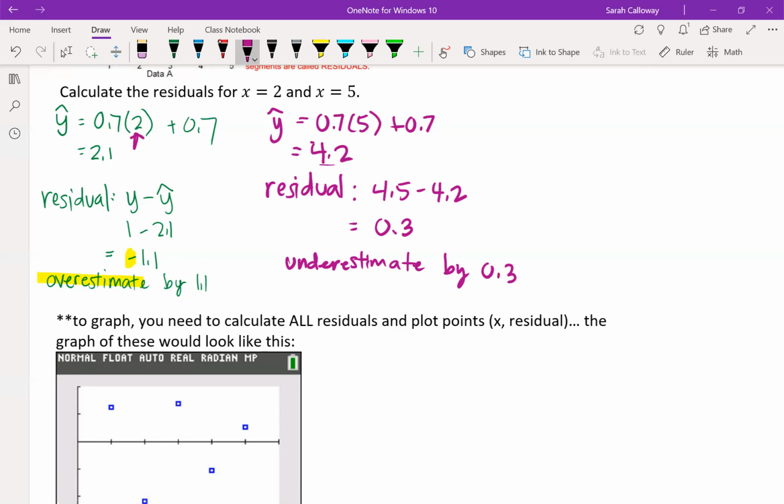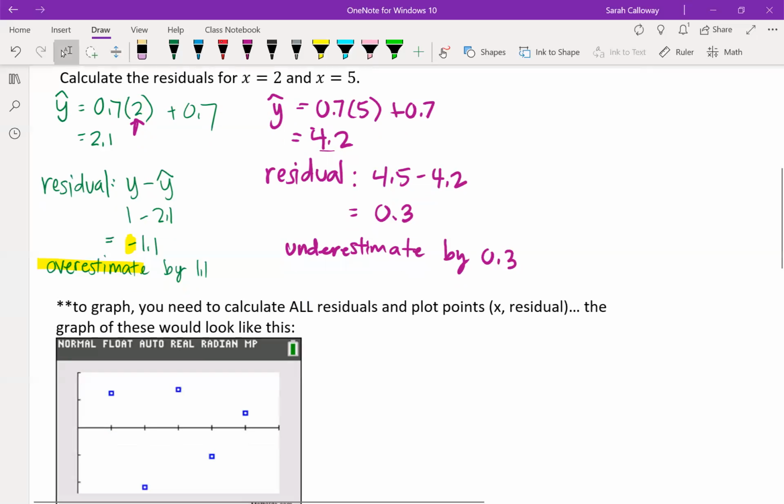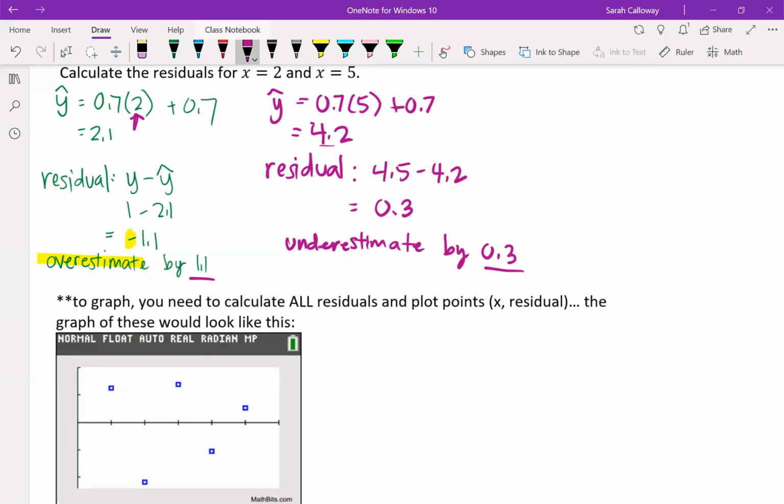So then they talked about these residual graphs. They calculated all of the residuals. So all those values, we have 2 of them, 1.1 and 0.3, and they plotted those with their x values. For example, on this residual graph, the point 2, negative 1.1 represents the graph of that residual. The point 5, 0.3 represents the graph of that residual.